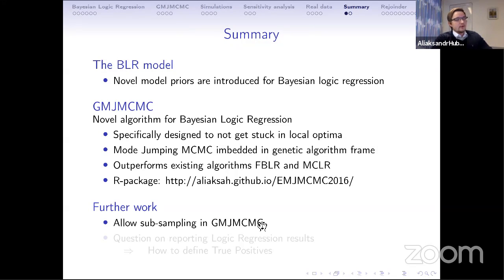Among some directions for the further work, I would like to mention that perhaps the most interesting and challenging is going to be to allow subsampling in the GMJ-MCMC algorithm to be able to deal with tall data and large data sets in general. And also, it is still an open question of how to report the true positives for the logic regressions and what are the true positives, whether extremely correlated trees are still going to be reported separately as we do it now, or whether we should merge them somehow when reporting the results.